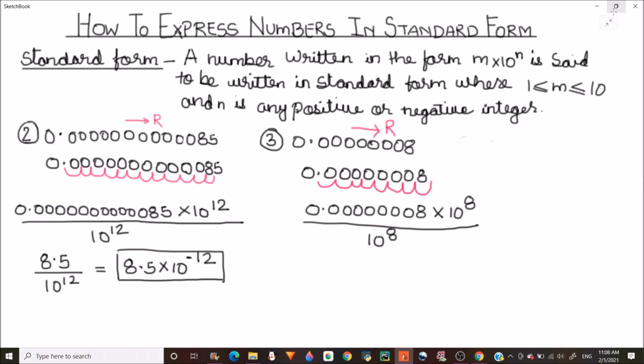So when we multiply the numerator by 10 to the power 8, our decimal point will shift to 8.0 and the denominator will be 10 to the power 8. Now the standard form is m times 10 to the power n. So our m is 8.0 and 10 to the power 8 we will bring to the numerator. So this will become 10 to the power minus 8. So this is our final answer. So this is how you can express very small numbers in standard form.